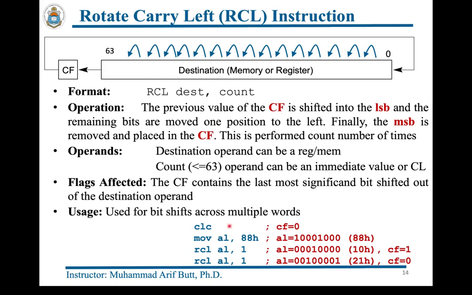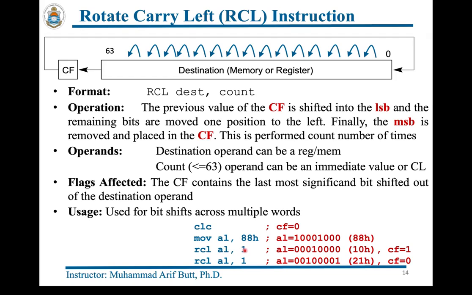This CLC instruction, of course, clears the carry flag, that is CF contains 0. So this CF contains 0. This move instruction places the 88 hex value inside the 8-bit AL register. The binary contents are also shown. This rotate carry left performs the rotate through carry operation on the AL register with an immediate value or a count of 1.